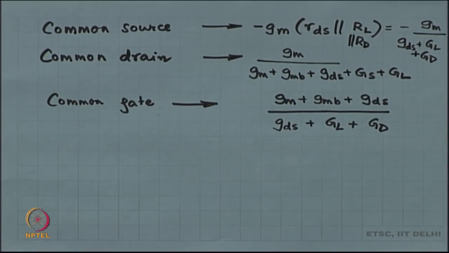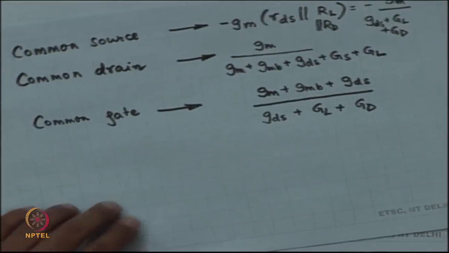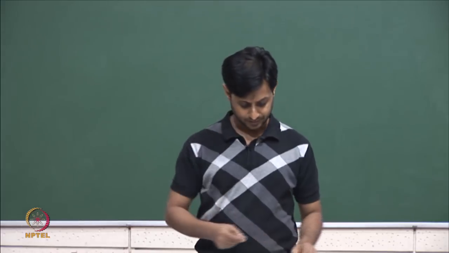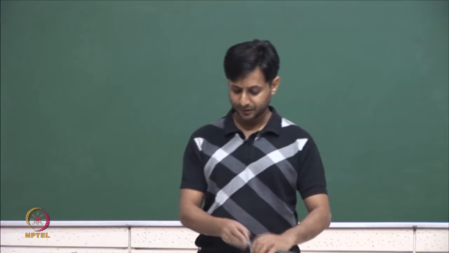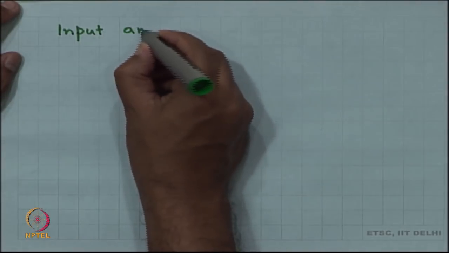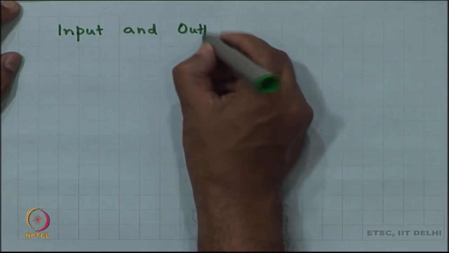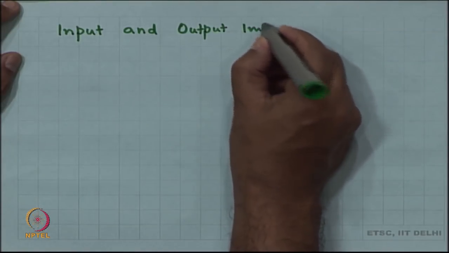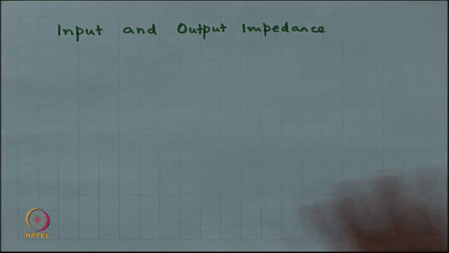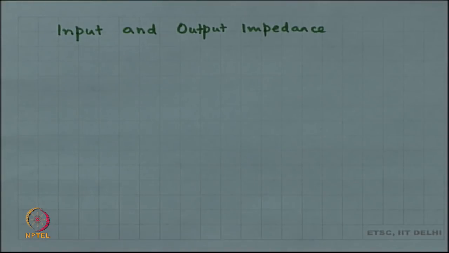Now, we have a few more things to understand. We have a few more concepts to cover, namely we have to cover the concepts of input and output impedance. So, output impedance we have partially, actually we have already done. When we are talking about the Norton equivalent model, we are already computing the output impedance.